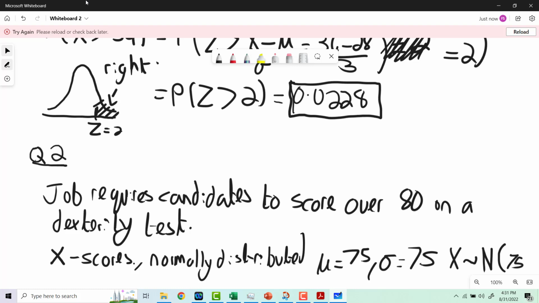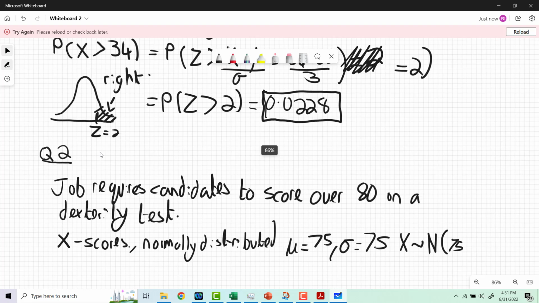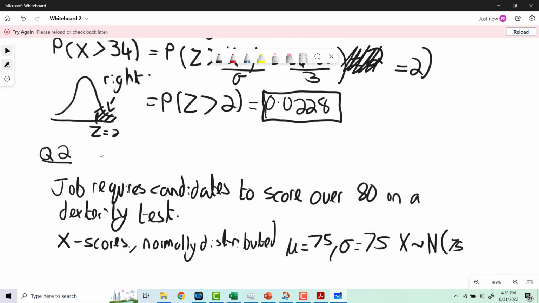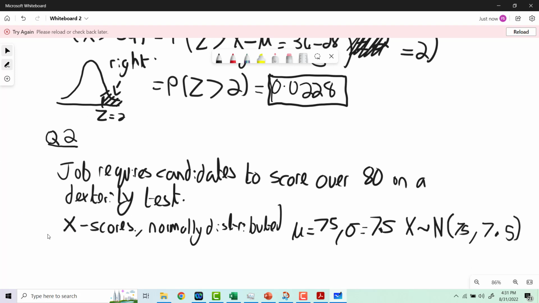comma, 7.5. If we write distributions like that, the normal has the mean and the standard deviation. But let's just write it out longhand. X, scores normally distributed, mean of 75, and just make sure we know there's a dot there. Same here. Okay, so we're given two questions.